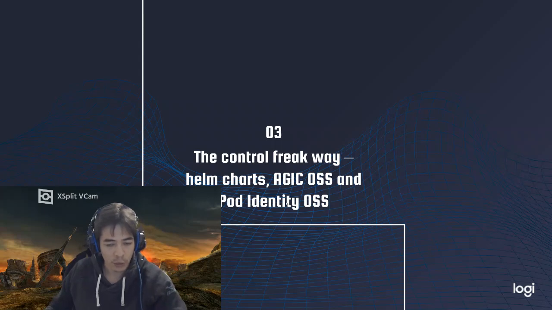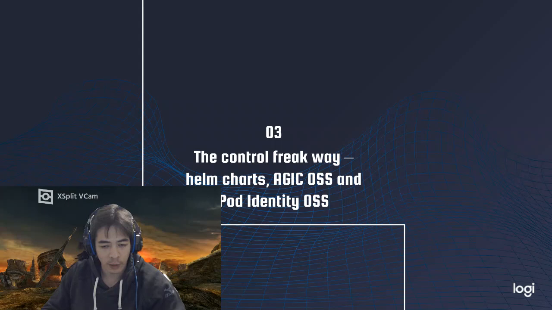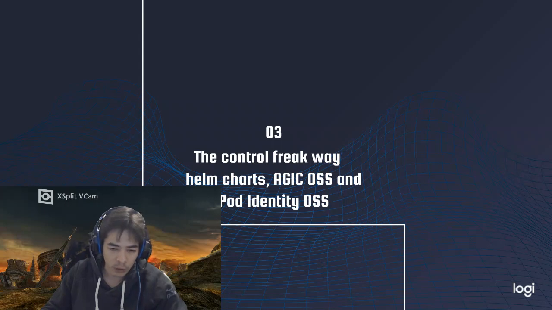Okay, so the next way is to do it as I like to call it, the control freak way, because I want to control everything. So I will use Helm charts and deploy AGIC as an open source project. But AGIC as an open source project has some dependencies. One being pod identity. Well, not necessarily, but we'll take that hypothesis at least. Okay, let's switch to the next slide.